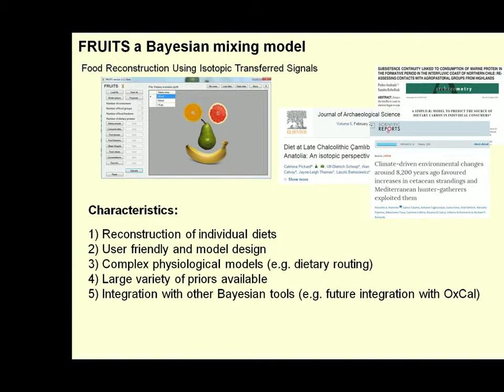It also comes with a large variety of priors which are made available through a user-friendly interface, which means that it becomes very simple to incorporate into the model evidence coming from archaeological and historical sources. And of course, FRUITS is just one among many tools that should be used under this integrated approach, and here I would like to emphasize the future integration between FRUITS and OxCal, something that should become available next year.